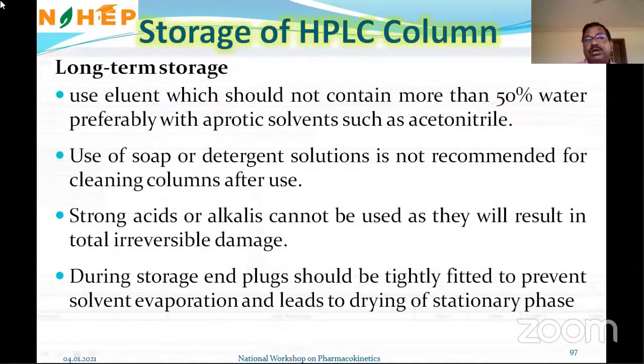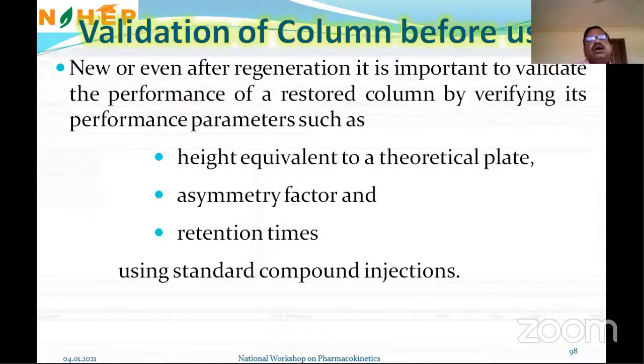Suppose you want to store the column long term, for a prolonged period, that is for months together, then it is better to remove the column from the system, and before removing, elute with an eluent which should not contain more than 50% water, preferably with aprotic solvents like acetonitrile. Never use soap or detergent solutions, and strong acids or alkalis cannot be used, as they may damage the column irreversibly. During storage, end plugs should be tightly fitted to prevent solvent evaporation, which leads to drying of the stationary phase. So for long-term storage, preferably fill the column with acetonitrile and plug both ends of the column, then you can store it for a very long period.